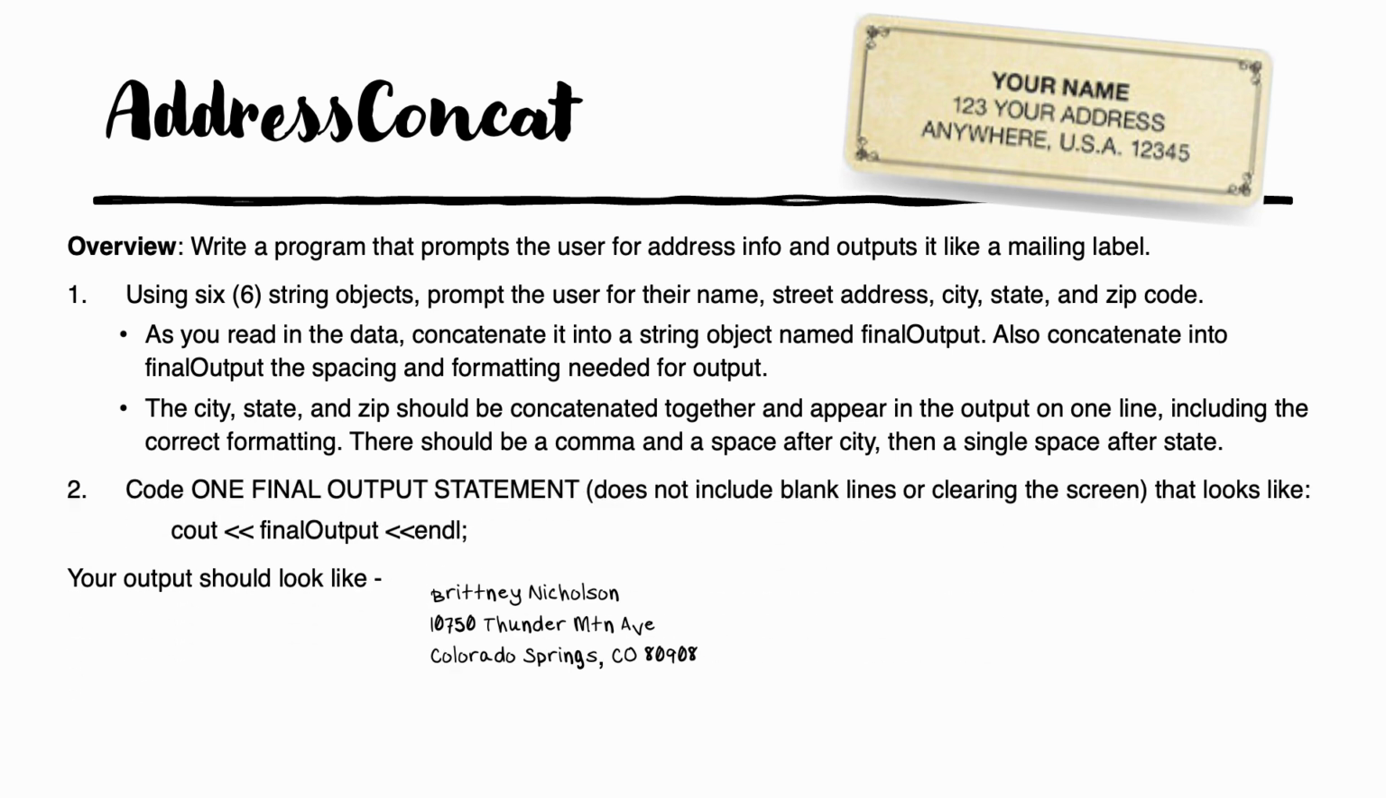You're going to code one final output statement. That doesn't include if you decide to clear blank lines or clear the screen or add some blank lines, but your final output statement will look like cout, angle bracket, angle bracket, final output, angle bracket, angle bracket, endl, semicolon. And your output should look something like my mailing label on the screen, which has my name and then my address and then city, state, and zip.